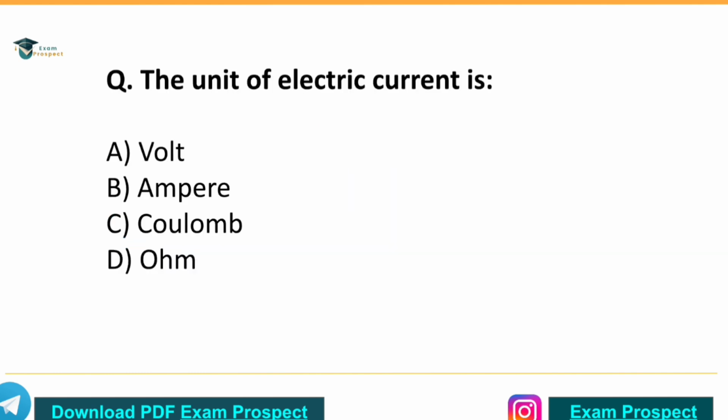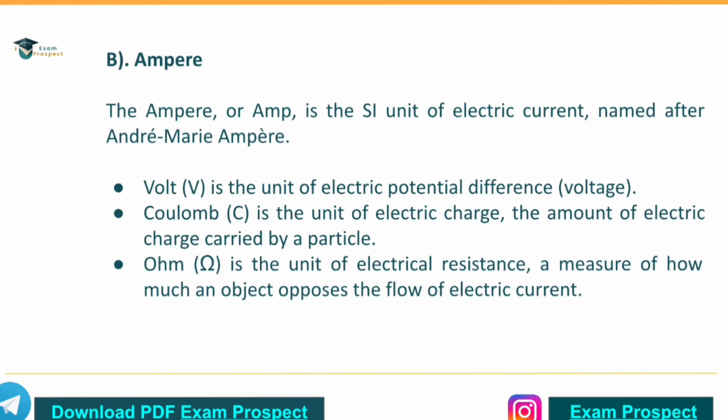Next question. The unit of electric current is? The correct answer is option B, ampere. The ampere, or amp, is the SI unit of electric current, named after Andre Marie Ampere. On the other hand, volt is the unit of electric potential difference, and coulomb is the unit of electric charge, the amount of electric charge carried by particles, and ohm is the unit of electrical resistance, a measure of how much an object opposes the flow of electric current.